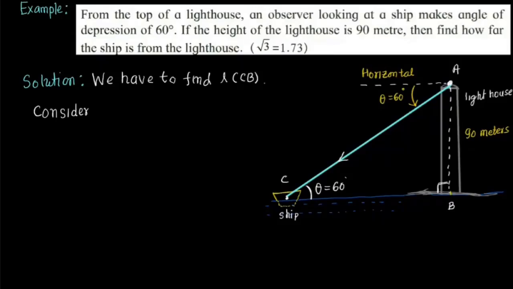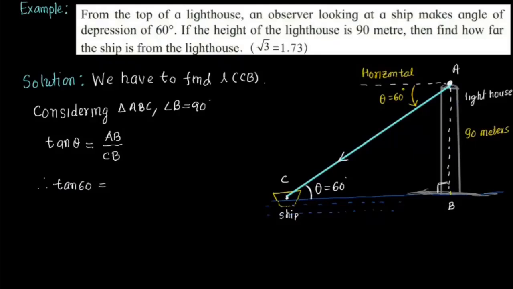So considering triangle ABC, angle B equals 90 degrees. Therefore tan theta, I am considering this angle as theta, which is the same as the angle of depression, friends, is equal to opposite side, that is AB, divided by adjacent side, that is CB. Therefore you will get tan 60 degrees equals AB. AB is given as 90 meters, and then CB we have to calculate. So from here CB is going to be 90 divided by tan 60.